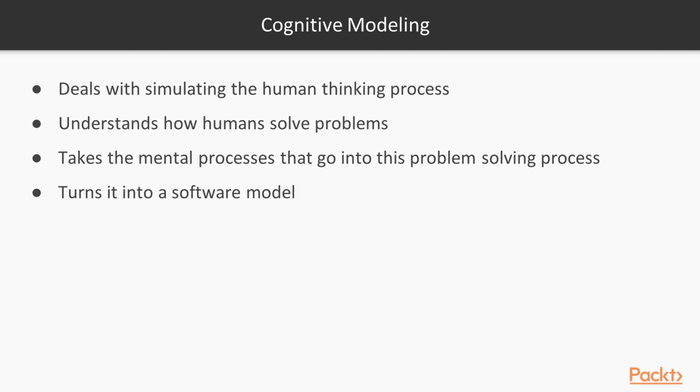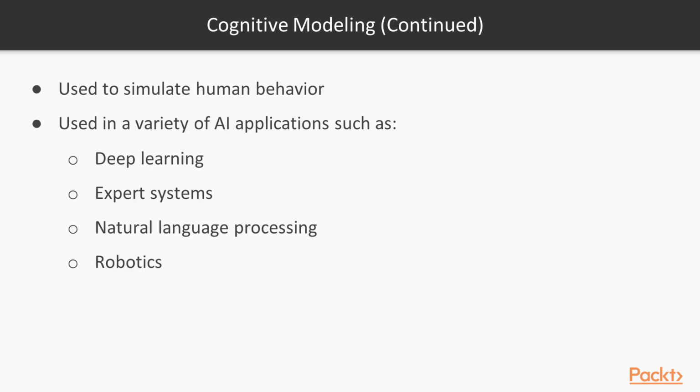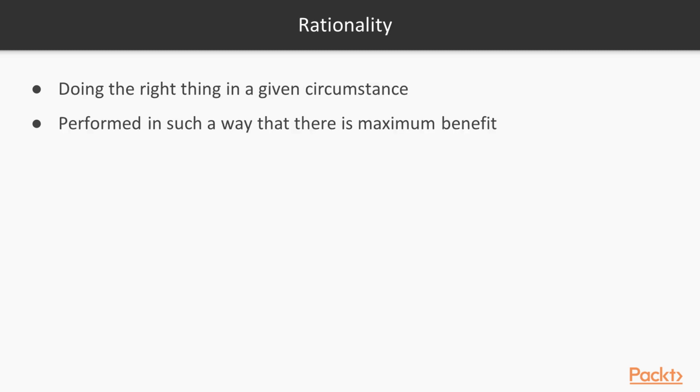Within computer science, there is a field of study called cognitive modeling that deals with simulating the human thinking process. It tries to understand how humans solve problems. It takes the mental processes that go into this problem-solving process and turns it into a software model. This model can then be used to simulate human behavior. Cognitive modeling is used in a variety of AI applications, such as deep learning, expert systems, natural language processing, robotics, and so on. We will now learn about rational agent.